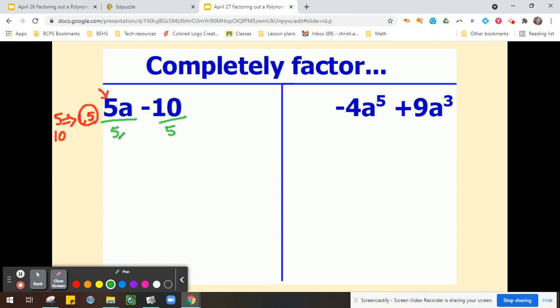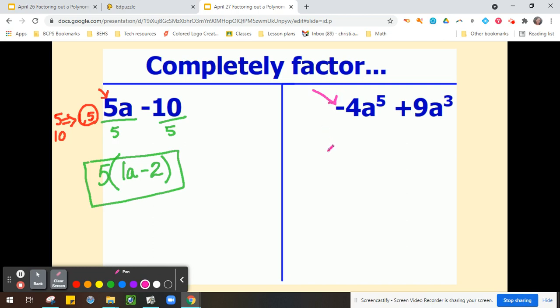5 divided by 5 is 1, keep that a. And then negative 10 divided by 5 is negative 2. And remember from yesterday, whatever it is that we factored out becomes the thing at the beginning, or the factor at the beginning before the parentheses. So this is completely factored, 5 times 1a minus 2. Today, the thing that makes it just a little bit more difficult is the negative as our leading coefficient. So we don't want to leave that negative inside the parentheses. We are going to take it outside.